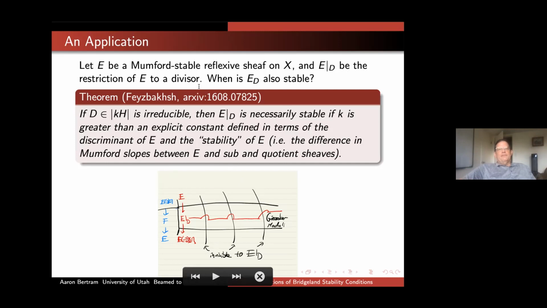Suppose I fix an ample H on X, and I look at a divisor in the linear series KH. Then the restriction to this divisor is necessarily stable if K is sufficiently large, and in her paper she is very precise about how big K needs to be. The discriminant of E comes into play, and also the stability of E: basically, it's stable, but how stable is it? The gap between the slope of E and the slope of a maximal sub, or a minimal slope quotient, comes into play. But the point is that out of stability conditions, you can do this.